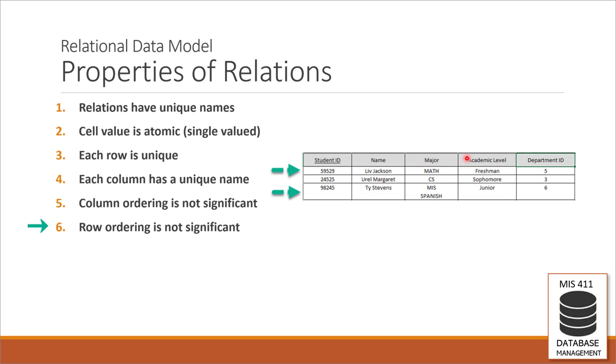And likewise, row ordering is not significant. Now, of course, you can use order by, right, which we've done many times. So you can sort the rows as you retrieve them, right? And again, it's one of those things where if you do a select star from the table, you'll get the rows in the same order each time, just about. But you should not consider there to be an inherent ordering of the rows, right?